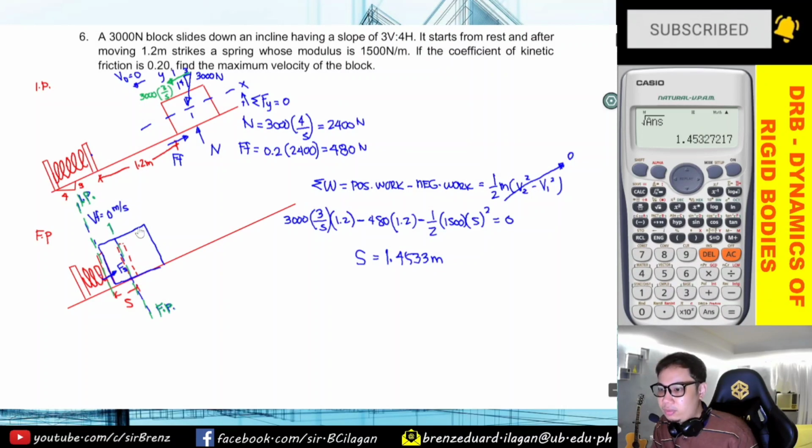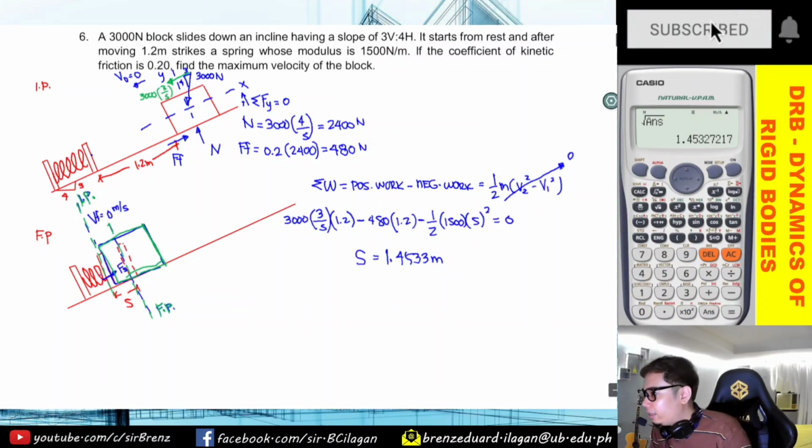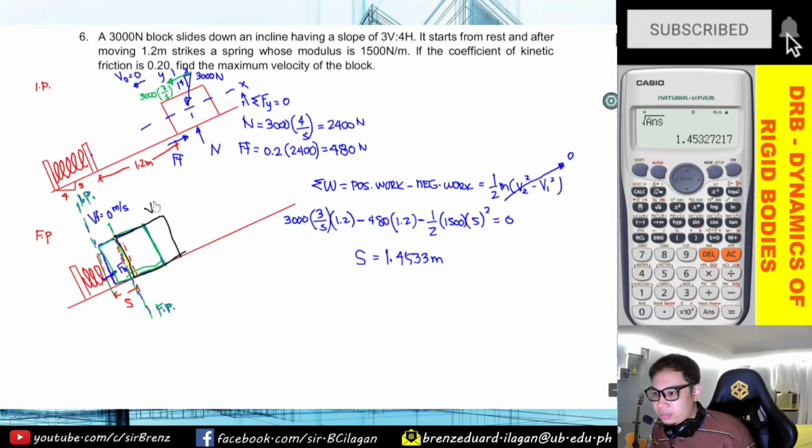So again, nung pagkatulak niya dito, di ba ito yung originally, ito yung block mo. Ayan. So, ang mangyayari, ano ba? Ibang kulay, itim na lang. Ayan. So, nung pagkarating niya ng block dito, nag-attain na siya ng velocity eh. So, yung final velocity dito, yan yung hinahanap dito sa problem.